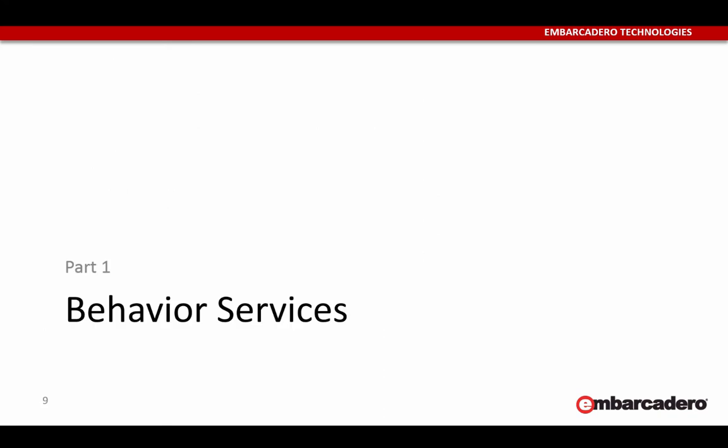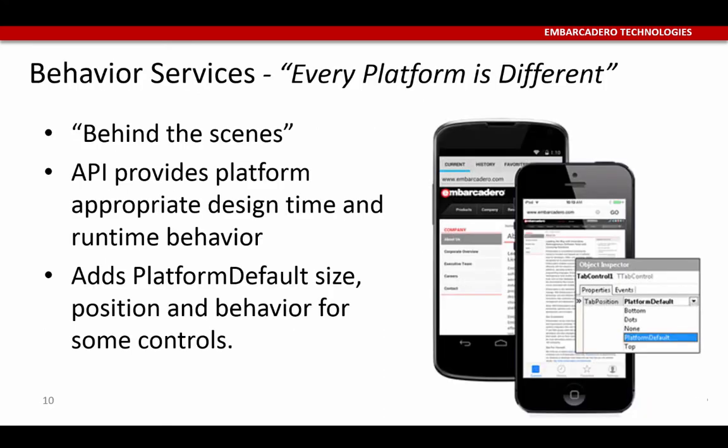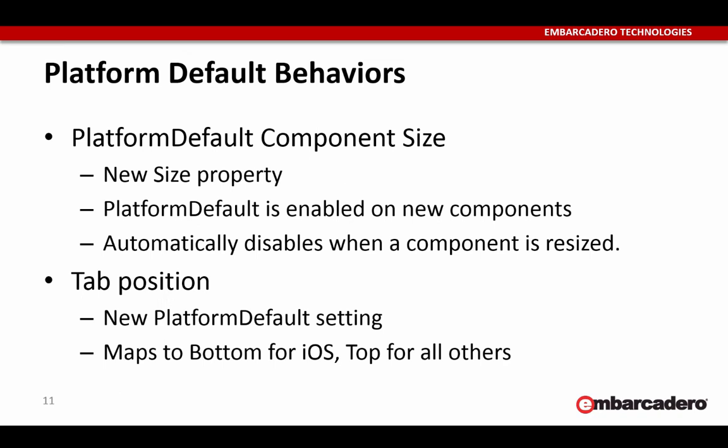Let's start the first part and take a look at behavior services. Behavior services understands that every platform is different. Some of the work happens by the work you do in the IDE. A lot of the work happens behind the scenes. The API provides platform-appropriate design time and runtime behavior. It adds platform default to the size, position, and behavior for some controls. For example, in this bitmap, setting platform default for the tab control. Platform default behaviors are set at design time, but you can also modify them in your code.